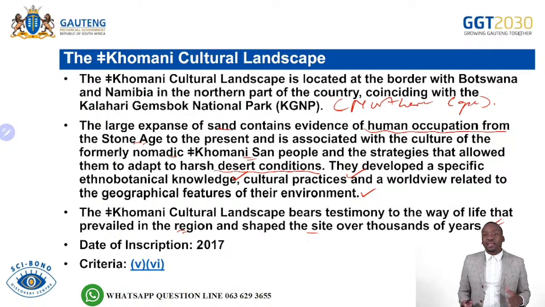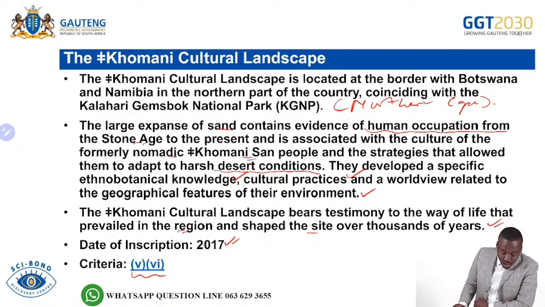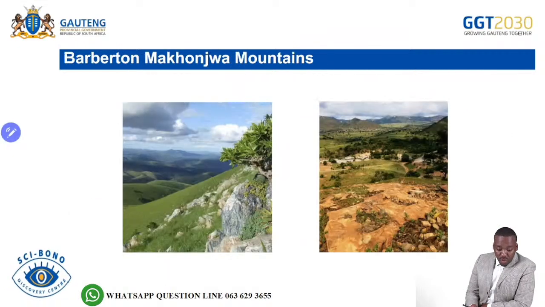This one, hence I said most of our textbooks were published in year 2012, 13, and so on. So hence this one, it is not there. This one was declared a World Heritage Site in year 2017, and it meets criteria 5 and 6 of UNESCO. Right. Then the last World Heritage Site that we have is the Barberton Makonjwa Mountains.